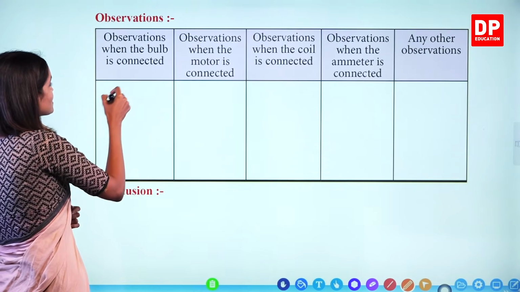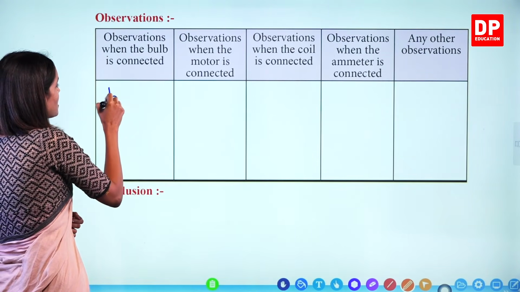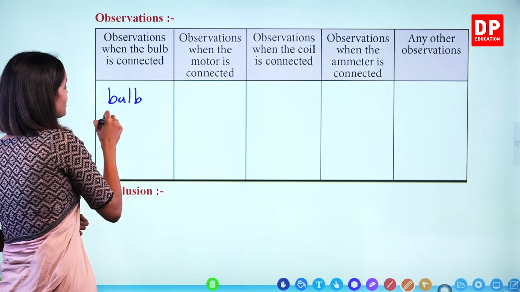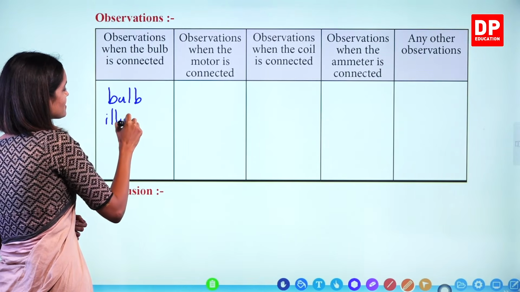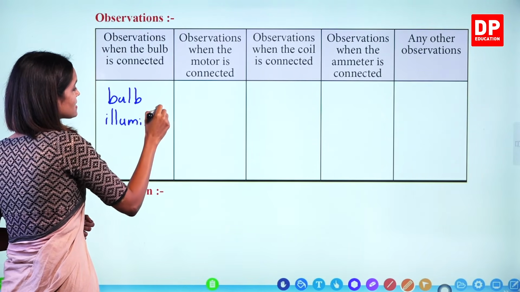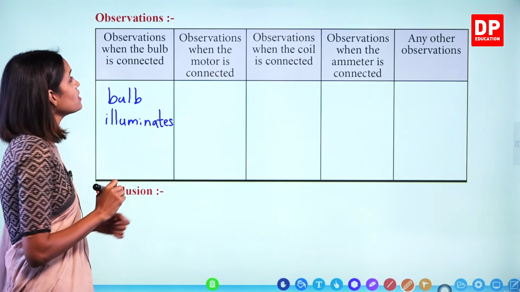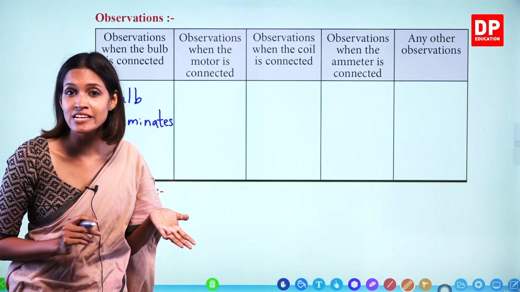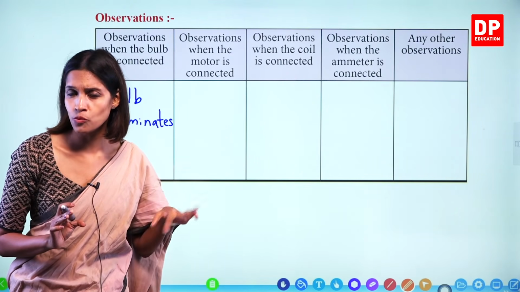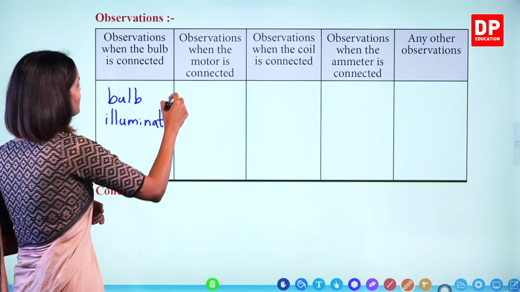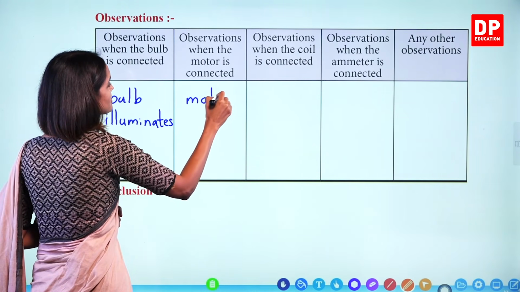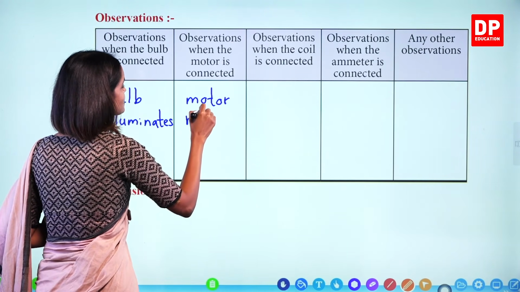Okay, we will write it. Bulb illuminates. And observations when the motor is connected. What happened, children? The motor rotates, right? Motor rotates.